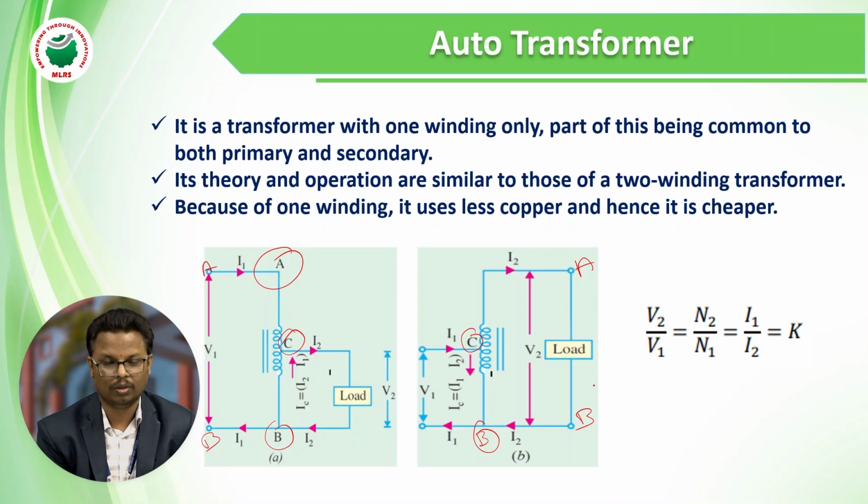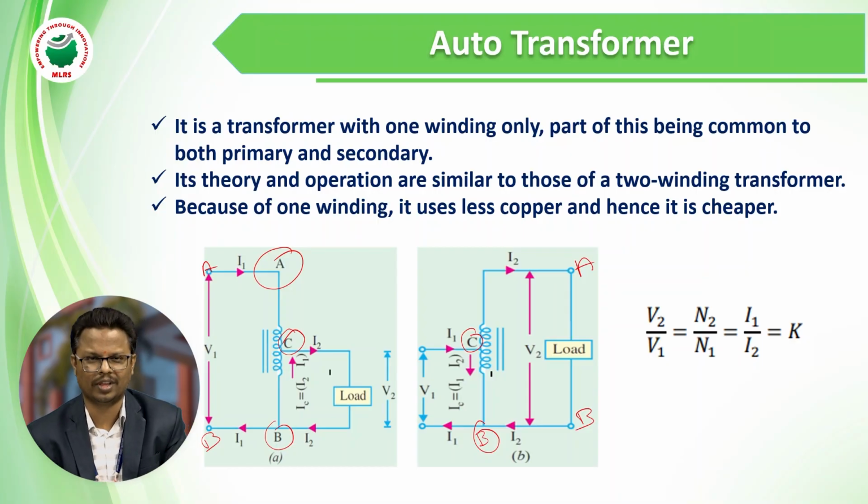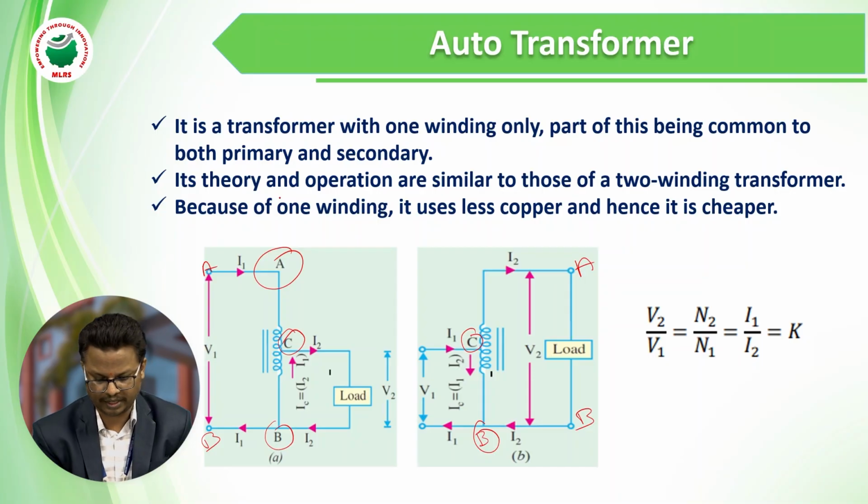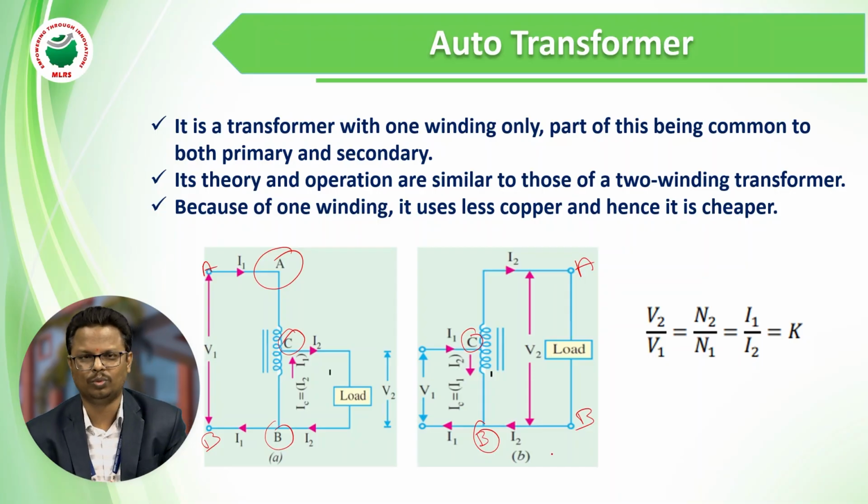Okay, so if we go for the construction details, we have only one core and one winding, and that one winding is divided into two parts, so that one pair of terminals acts as a primary and the other pair of terminals acts as a secondary. Its theory and operation are similar to a two winding transformer. So the operation and the concept of this transformer is similar to the two winding transformer.